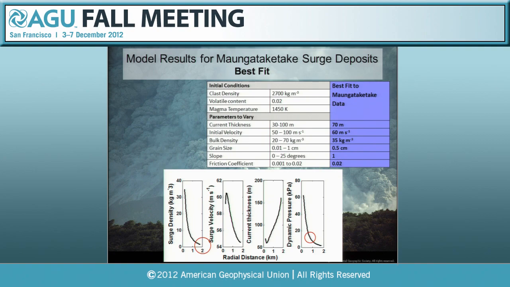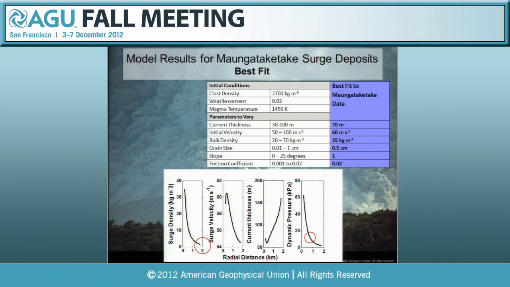And just note that the current runout distance occurs when the bulk density of the current is equal to the density of the atmosphere. And we're reproducing dynamic pressures of 12 kilopascals at about 0.9 kilometers from source.